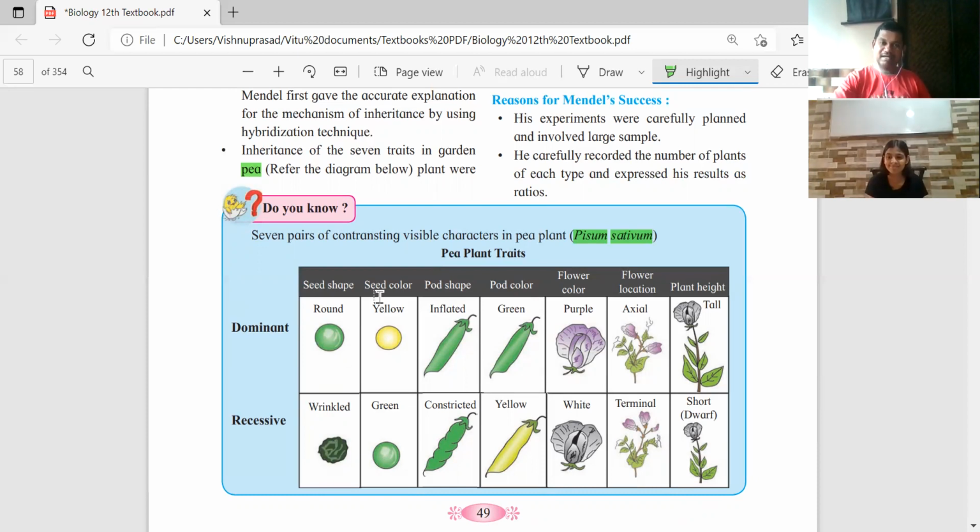Yeah. Secondly, the same seed, its color. There were 2 contrasting ones: yellow and green. Again, easy to understand, not confusing.